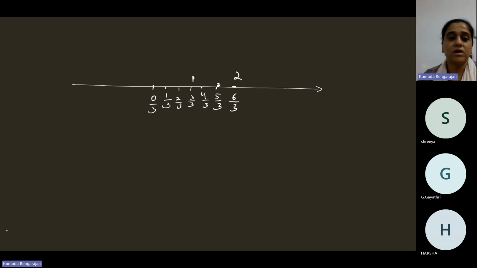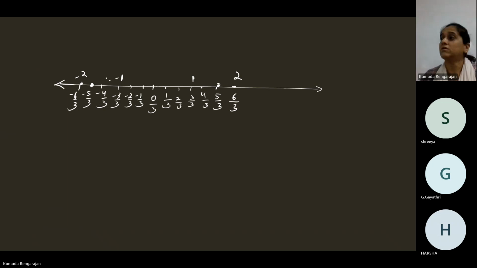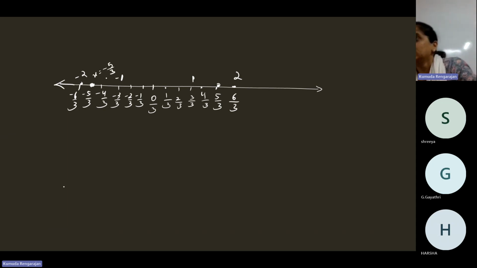So this is 2. Here we have minus 1 by 3, minus 2 by 3, minus 3 by 3, which is minus 1, minus 4 by 3, minus 5 by 3, minus 6 by 3, which is minus 2. All right. So darken this point and say x is equal to minus 5 by 3. This is how the solution to the linear equation in one variable x is represented geometrically.